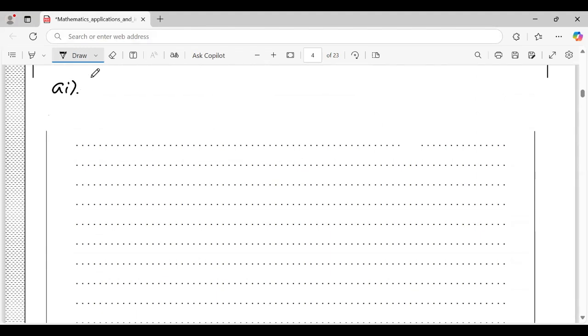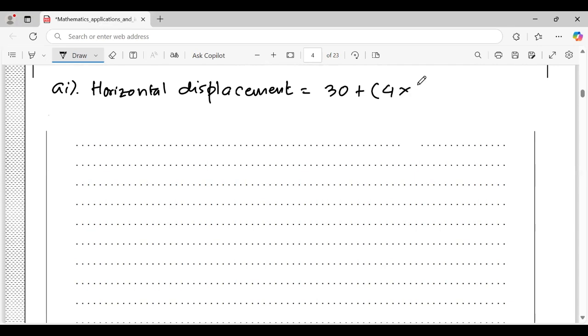Part 1. Horizontal displacement. Given the horizontal displacement, 30 plus 4 multiply 1.0.